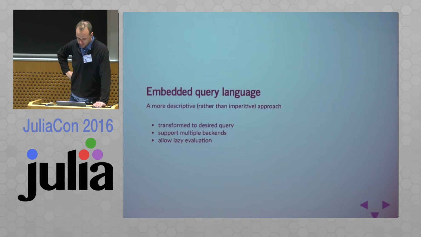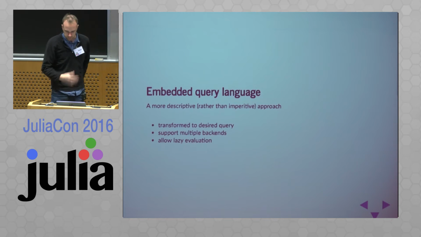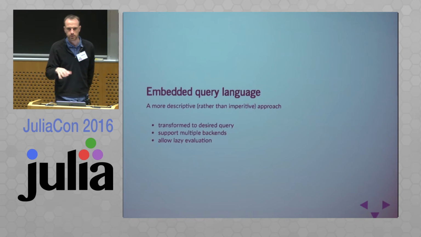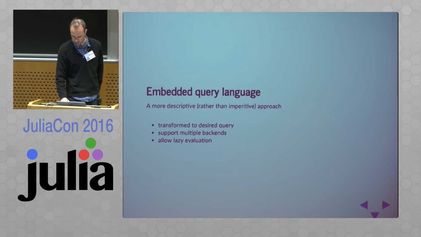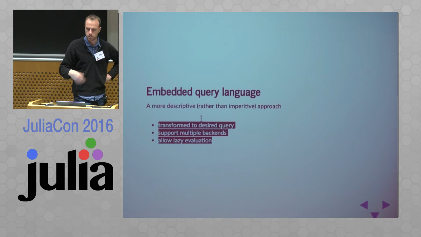And so finally, the thing I want to end on is the idea of focusing on a more descriptive way of describing transformations. This idea has been around for a while. The idea is basically we have a separate language or sub-language that describes the transformations, which then get transformed into the operations that you want to perform. And then this can support multiple backends. So if you have a data frame or a database or whatever, or you want to use Spark in the backend, you can do all that in Julia and it'll just transform it into the code you need.